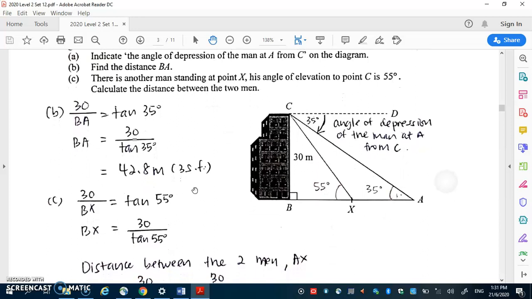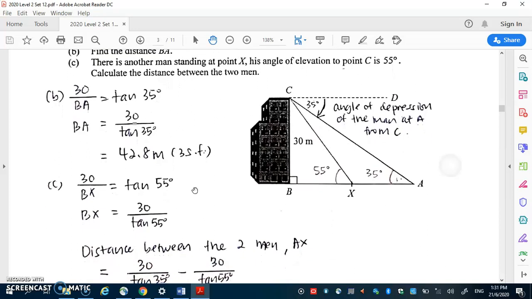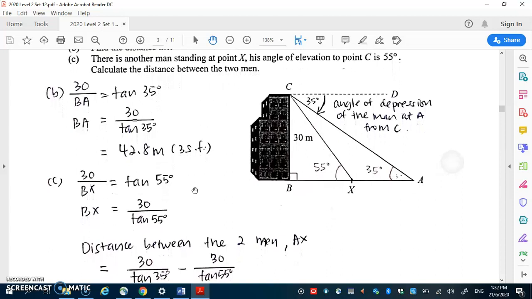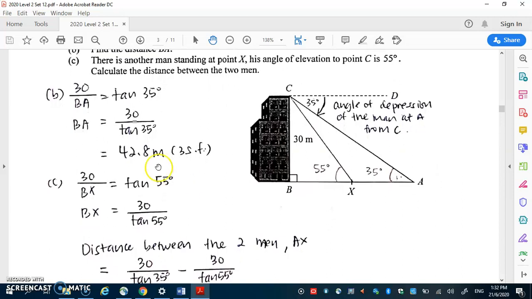Okay, last part. There's another man standing at point X. His angle of elevation to point C is 55 degrees. Calculate the distance between the two men. Okay, so there's a man at point X. Now this time they're looking at angle of elevation, but it's the same thing between the horizontal and the line of sight, right? So this angle is 55 degrees. So how do you find what is the distance between X and A? That's what the question is asking, right? So you look at the small right angle triangle here.